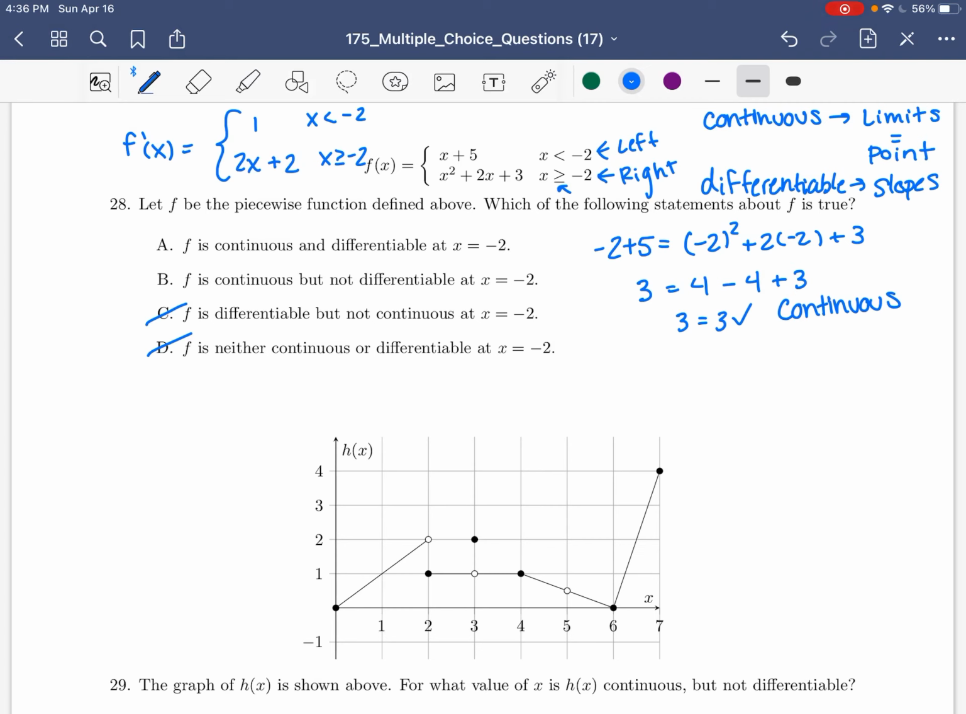And then like before, we just plug them in. So from the left, we have 1. And on the right side, I have 2 times negative 2 plus 2. So I get 1 equals, that's going to be negative 4 plus 2, which is negative 2. Those are not the same. So this one is not differentiable, meaning it can't be A, it has to be B.